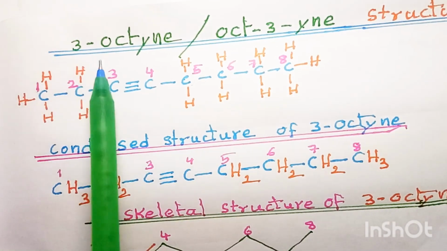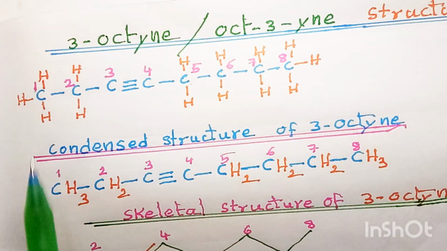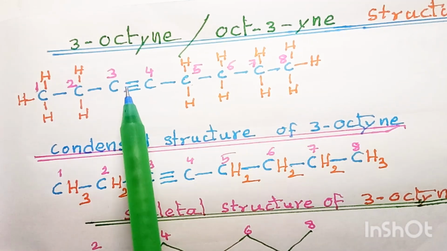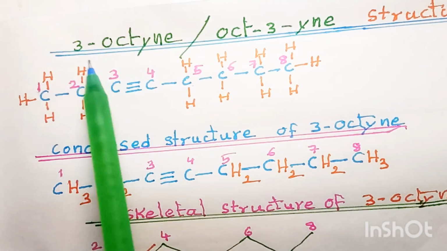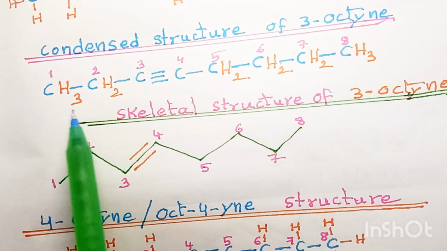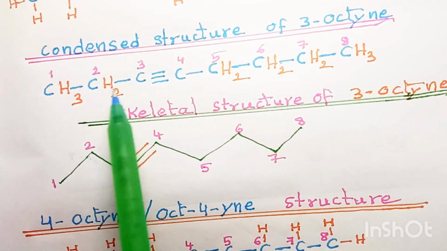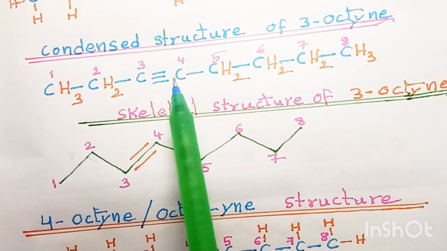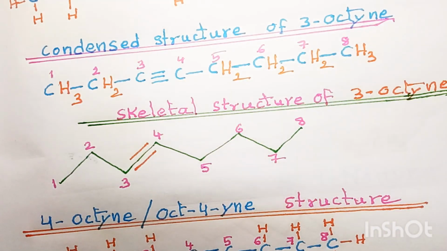This is 3-octyne. Let's see its structure. The triple bond will be between the third and fourth carbon atoms, so it is called 3-octyne. The condensed structure will be like this. By now you should be aware of it: CH3, CH2, C triple bond C, CH2, CH2, CH2, CH3.